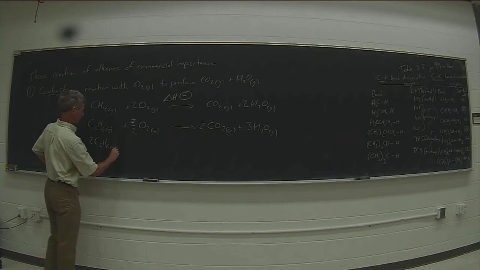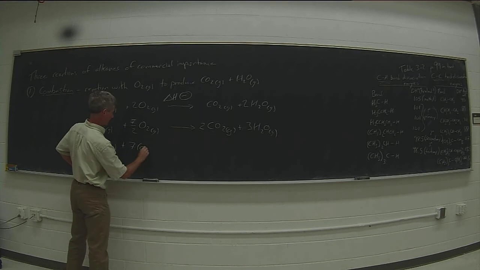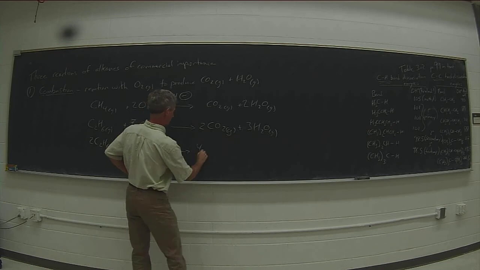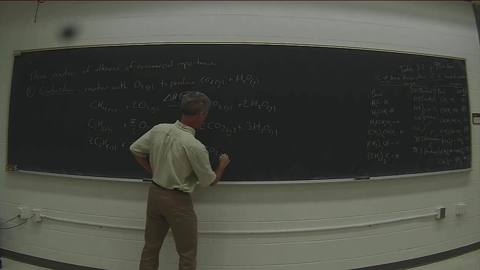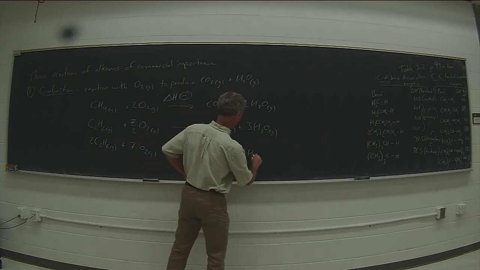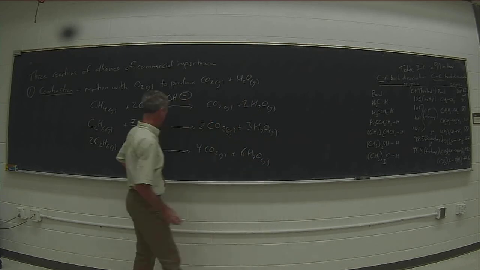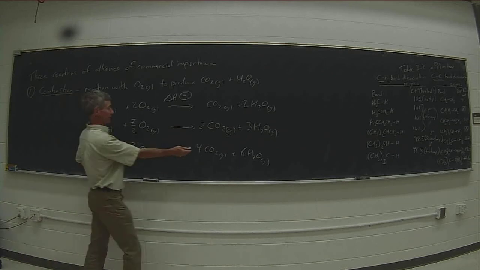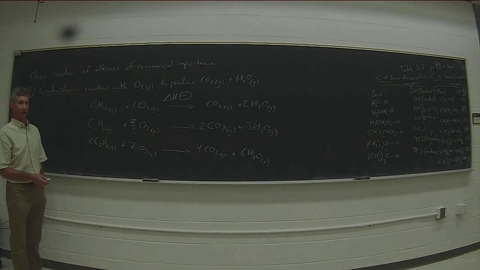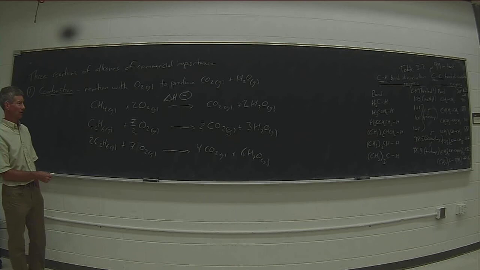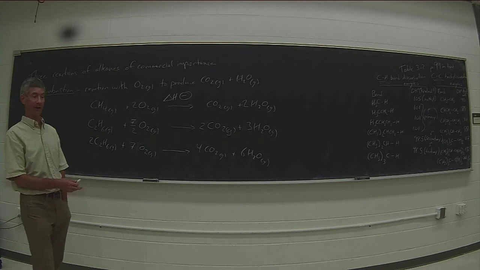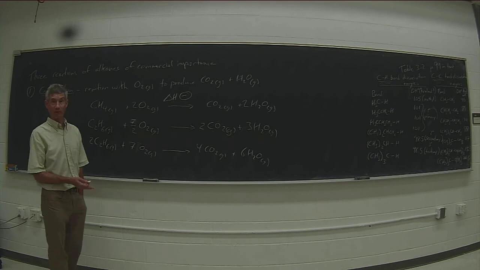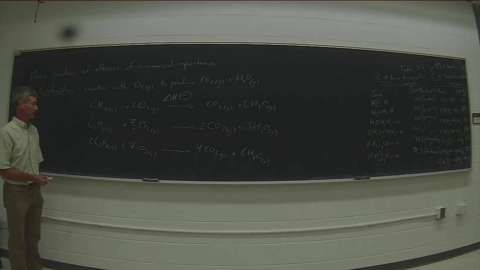2 C2H6, 7 O2, 4 CO2, 6 H2O. And you'll notice we start with 9 molecules of gas, and we end up with 10 molecules of gas. Typically, we do end up with a slightly larger number of molecules of gas on the product side than the reactant side, and therefore an entropically favorable reaction as well as an enthalpically favorable reaction.